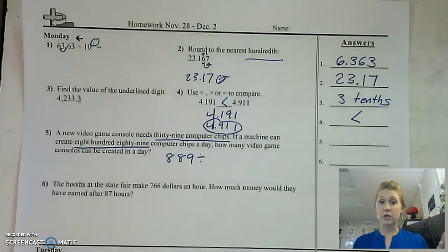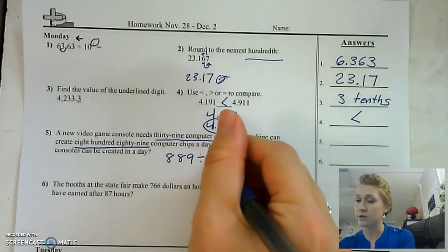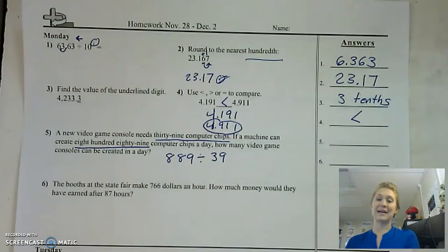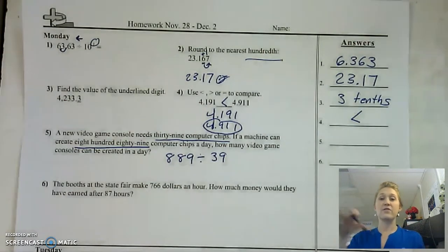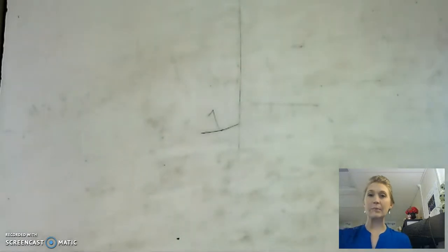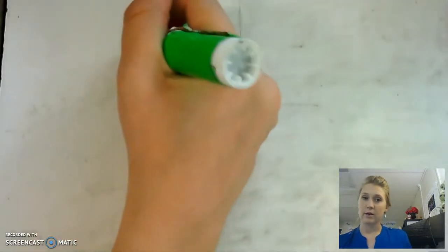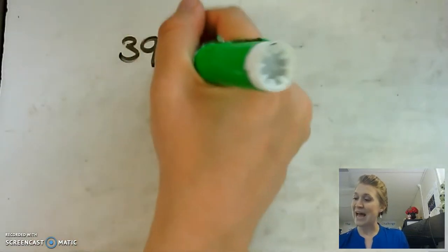Well, how many does each console take? Each console takes 39 computer chips. So we're going to take 839 computer chips, and we're going to divide them into groups of 39. That way we can figure out how many consoles we need. All right, so I'm going to use my whiteboard because I need a little bit more room to do this one. Okay? It's time to divide.